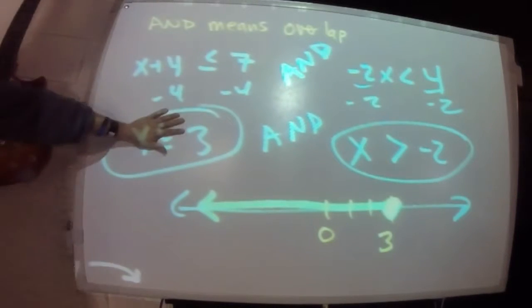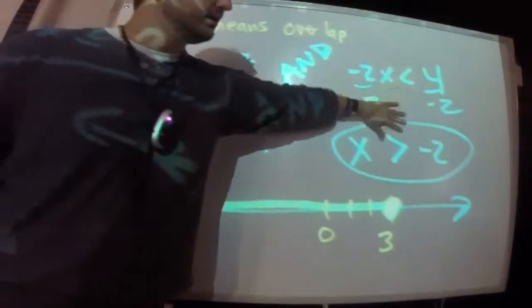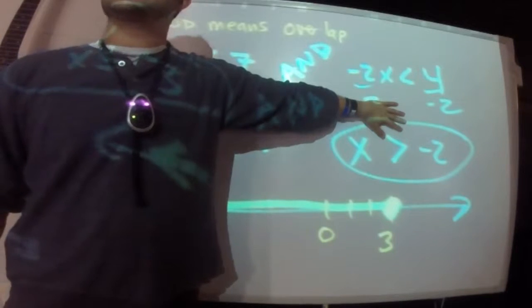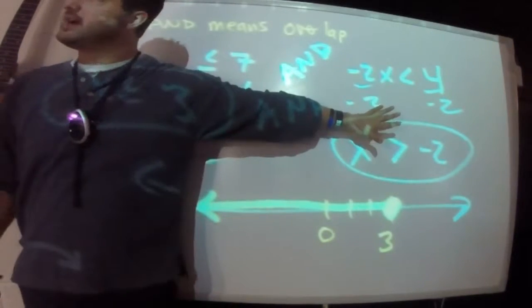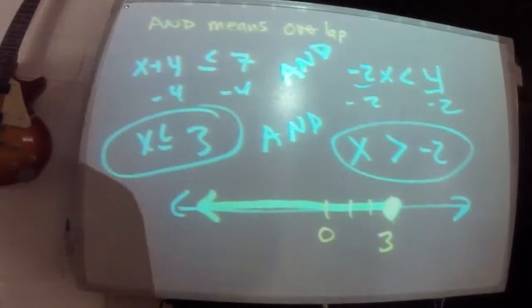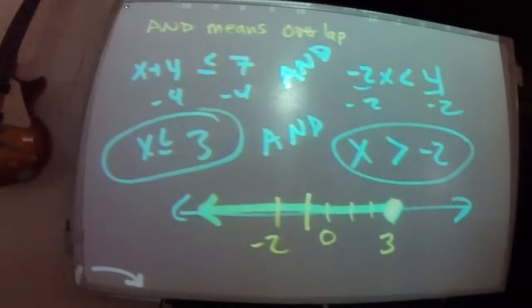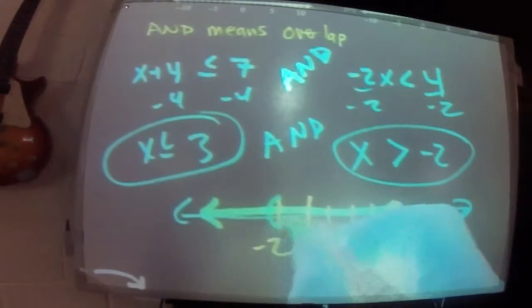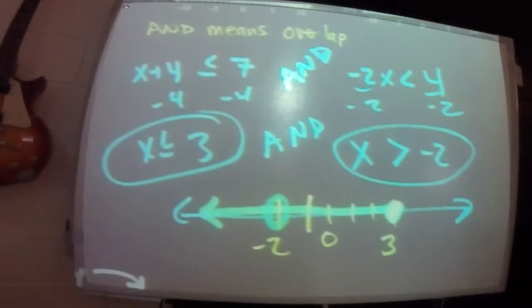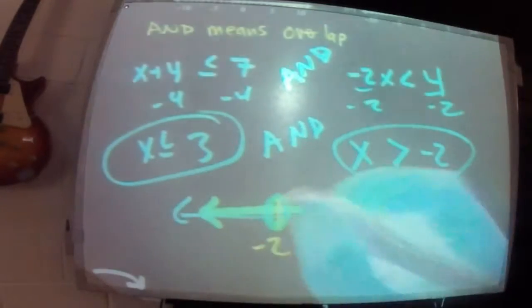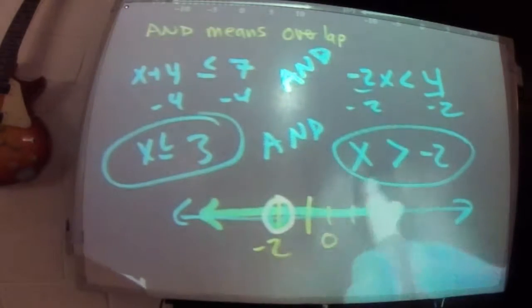That's this. Now time for this. I'm going to put a dot at negative 2. What kind of dot? Open. Open dot. And which way will I go? Right. I'll go to the right. There's negative 2. And I'm going to put an open dot at negative 2. Open dot. And I'm going to the right.